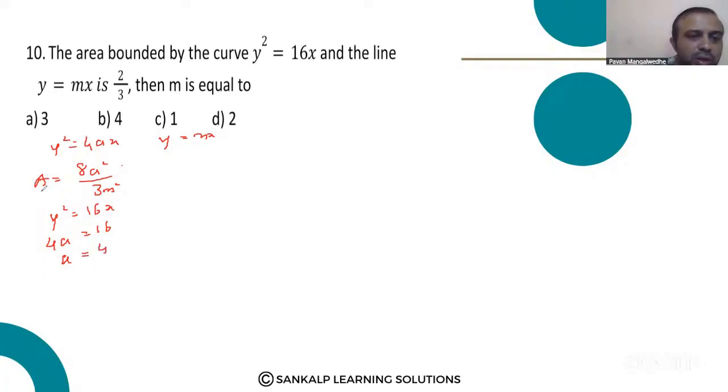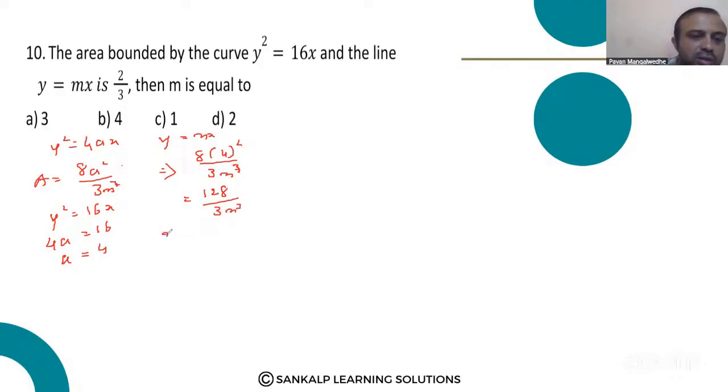Now area A, we already know that it is 8m square by 3m square. So substitute here, A we got as 4. So that is 8 into 4 square by 3m cube. Sorry, 3m cube. Then 4 square is 16, and 16 into 8, 16 8s are 128 by 3m cube. Sorry, here it is misprinted, it is 3m cube.